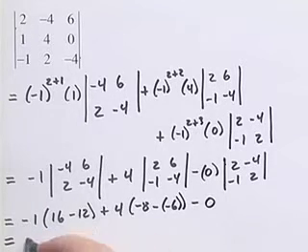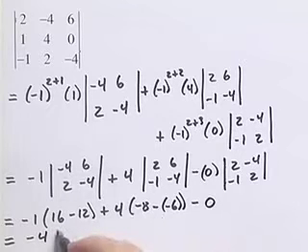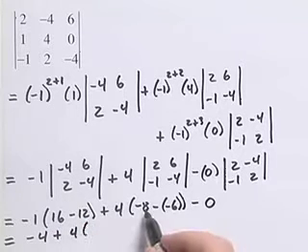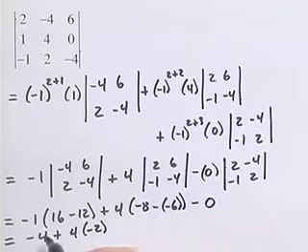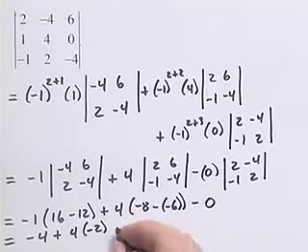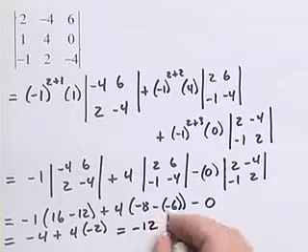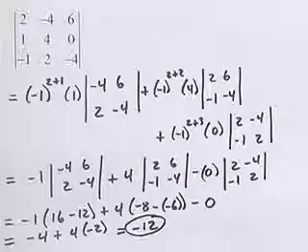16 minus 12 is 4, so we get -4 plus 4 times -8 minus -6. That's going to be -8 plus 6, so we'll get -2. And then we have 0, so we have -4 plus -8, which is -12, and so our determinant is -12.